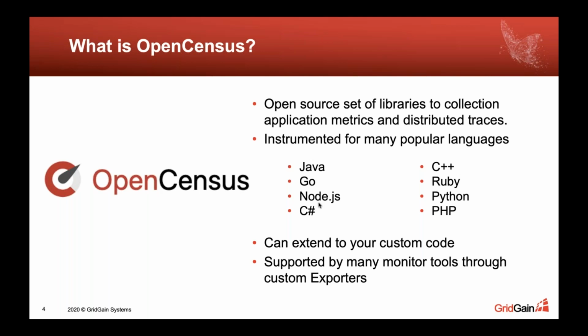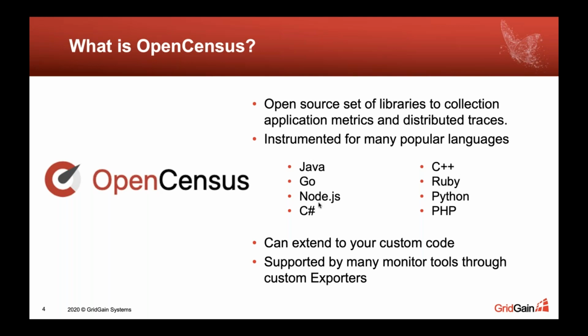OpenCensus also makes it easy to extend the instrumentation to your custom code. You don't have to rewrite your application. You just add some additional logic or annotations to your code, and then you can also collect additional spans for your custom application. Because it's an open standard, many monitoring tools support OpenCensus-based tracing through the use of exporters. And we'll look at one such tool that supports OpenCensus collection today.